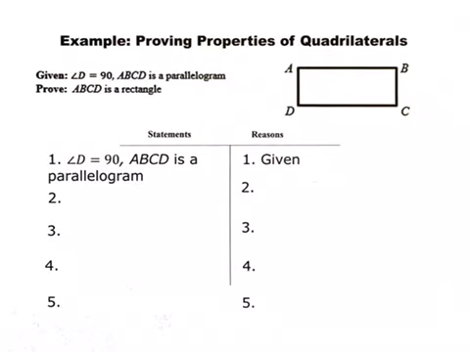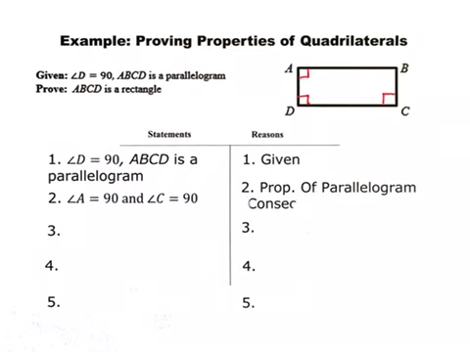So if we know it's a parallelogram and we already know that angle D is 90, then we should recognize that consecutive angles in parallelograms are supplementary. So that means angle A has to be 90, as is angle C. So we can go that route. So angle A is 90 and angle C is 90, by properties of a parallelogram, where consecutive angles are supplementary.